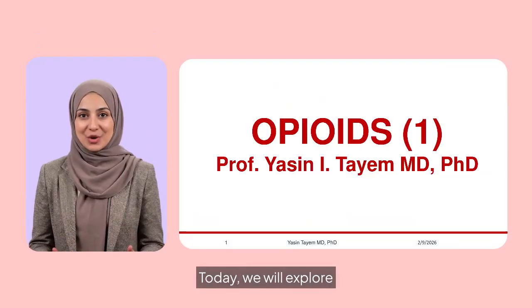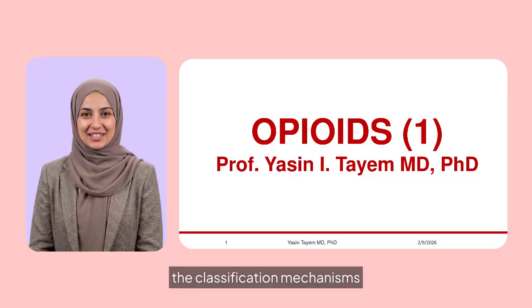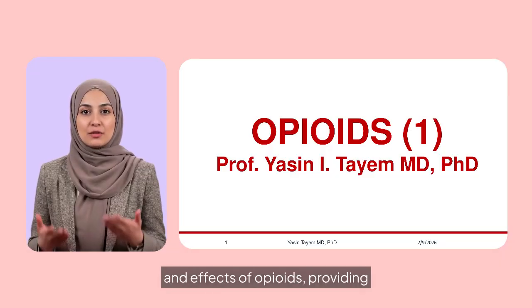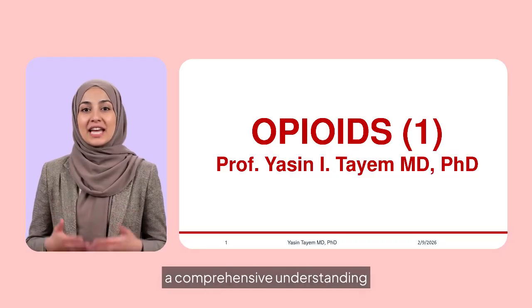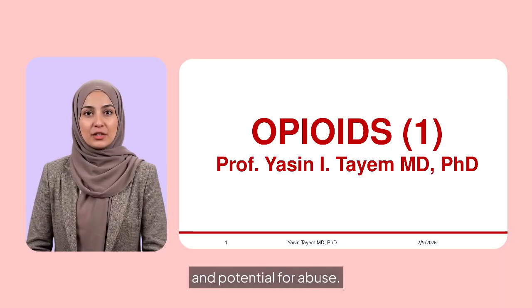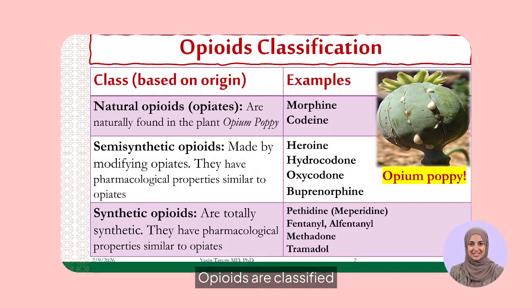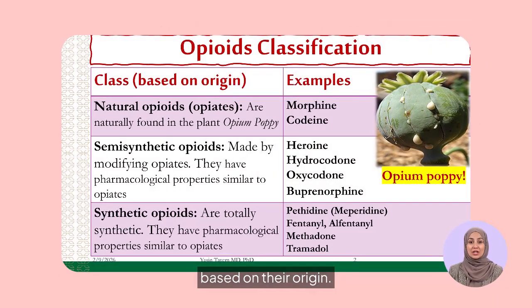Today, we will explore the classification, mechanisms, and effects of opioids, providing a comprehensive understanding of their role in medicine and potential for abuse. Opioids are classified based on their origin. Natural opioids, like morphine and codeine, are derived from the opium poppy.